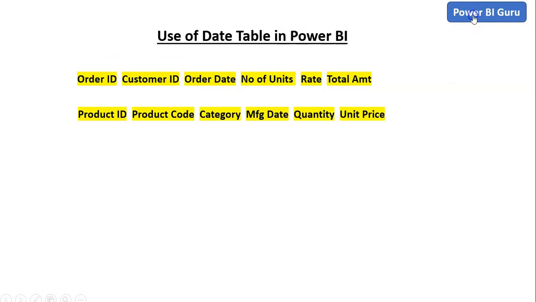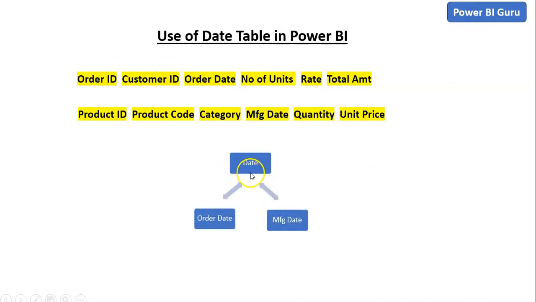We can create a date dimension table, and after this we can link both of the dates to the date table. So let's see how we do this.